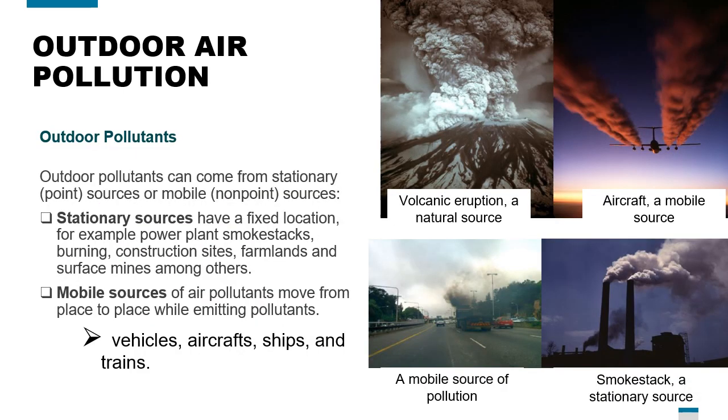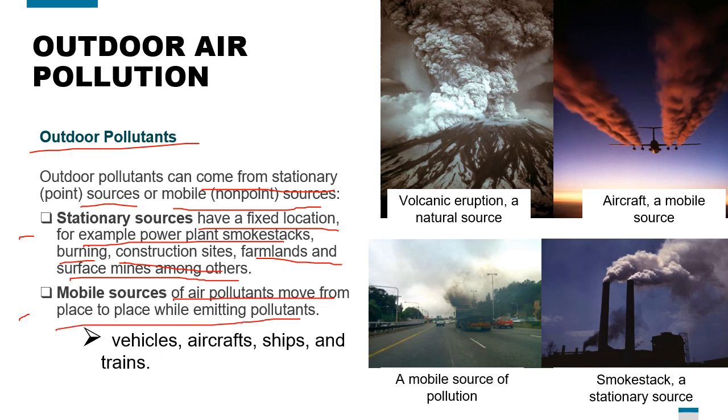Okay? We also have here the outdoor pollutants. So, outdoor pollutants can come from stationary point sources or mobile non-point sources. So we have here stationary sources. When we say stationary sources, these have fixed locations. For example, power plant smokestacks, burning, construction sites, farmland, and surface mines, among others. So we have here mobile sources. Air pollutants move from place to place emitting pollutants. We have here vehicles, aircraft, ships, and trains.